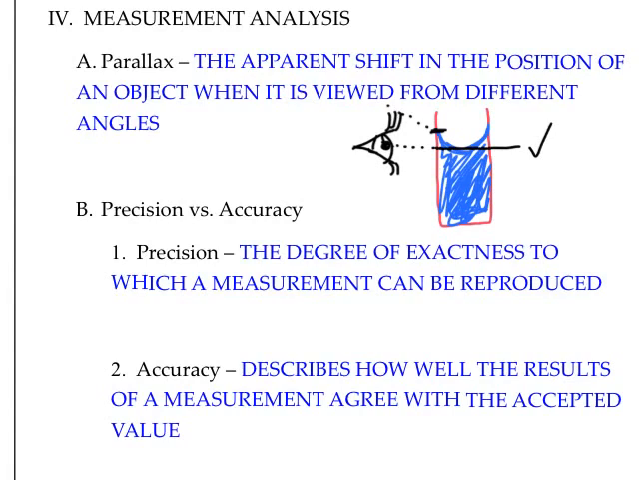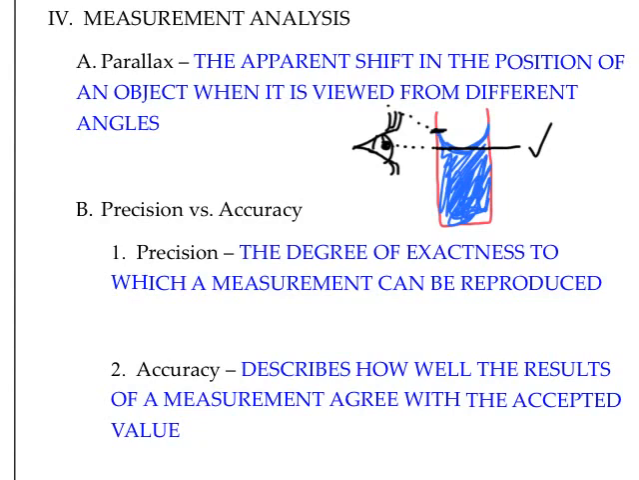Another example you might try is to hold your thumb out at arm's length in front of you and look at it with your left eye closed and then with your right eye closed. And it'll look as though your thumb changes positions even though you're holding it still. So those are a couple of examples of parallax. So when we do our labs and you make your measurements, you want to make sure that you're using the proper technique and that you're getting eye level with anything that you're needing to take a data recording about.